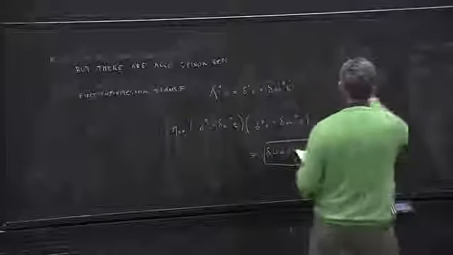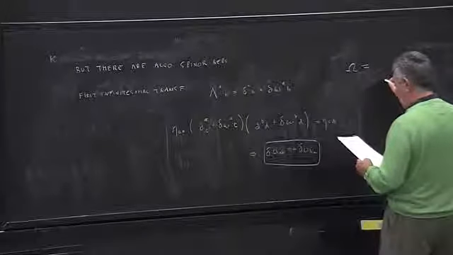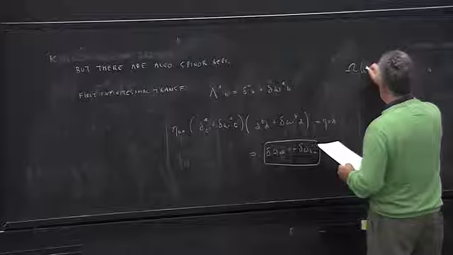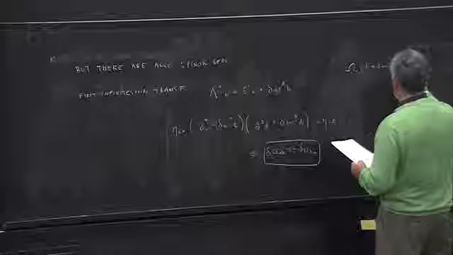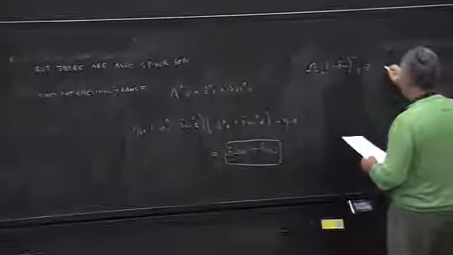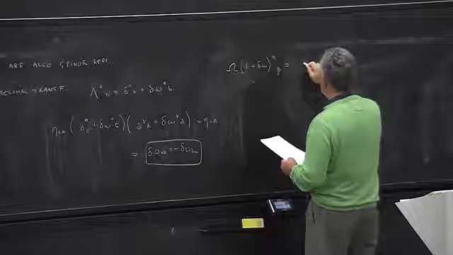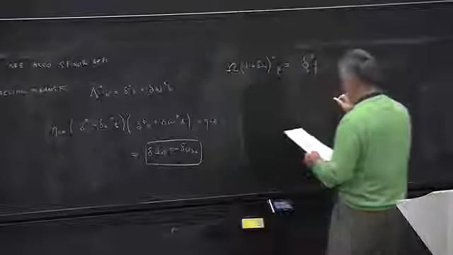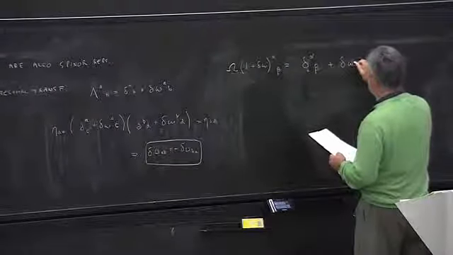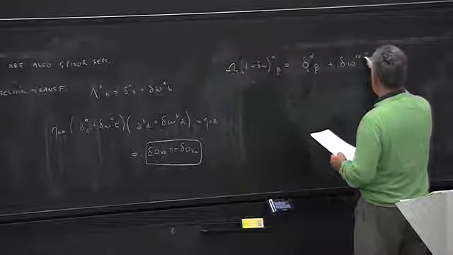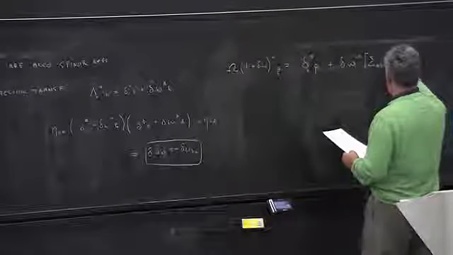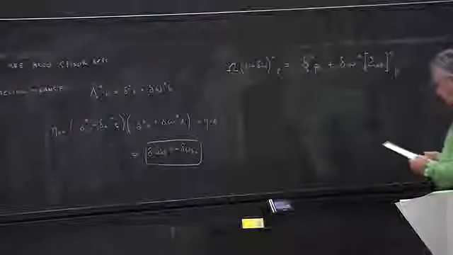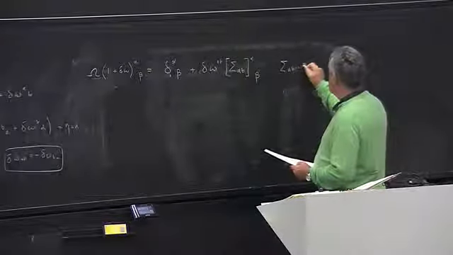So that means that Ω of Λ, which is Ω of 1 plus δω_αβ, is δ_αβ plus δω_AB times some matrix Σ^AB_αβ, where Σ^AB is antisymmetric.